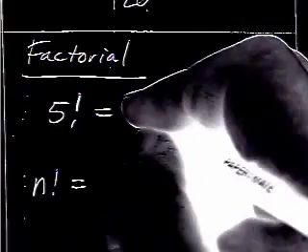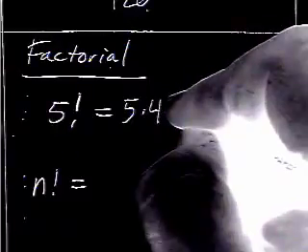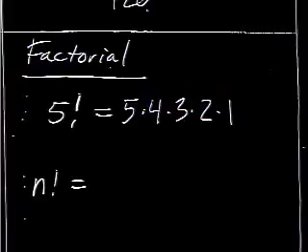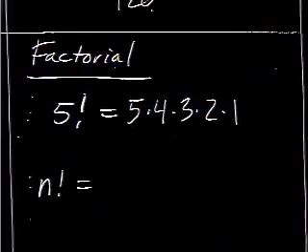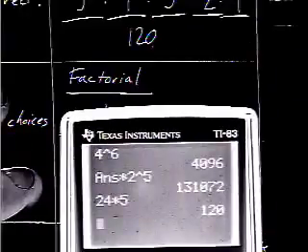So let's see here. 5 factorial means I start with the number 5, and I want the product of that times each of the integers below that, all the way down to 1, which is exactly the same thing we just did. So 5 factorial, if you've got your calculator, hopefully you got it handy somewhere.